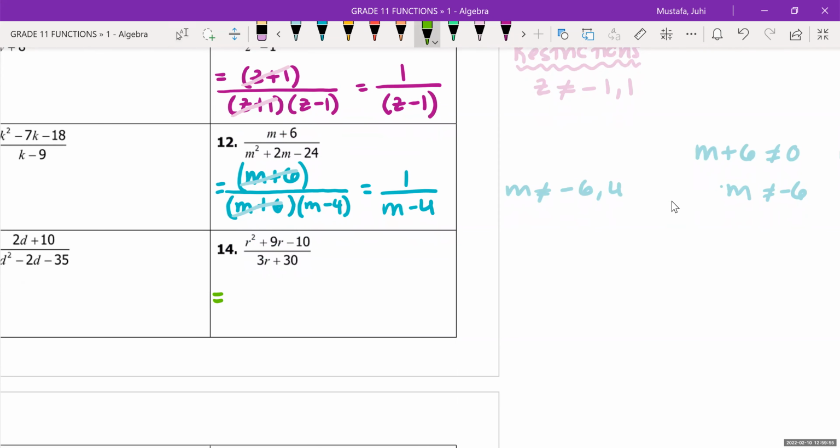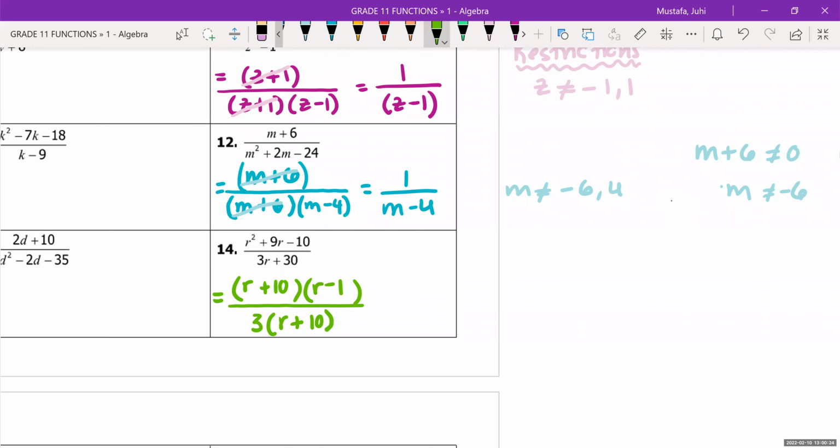For question 14, this time we're factoring the top. So we have another simple trinomial. It's going to be r and positive 10 minus 1. And then this will be 3 and then r plus 10. Did you guys get that when you factored? Or maybe I went too fast and you hadn't factored yet. Yeah, sorry, I'll slow down. But when you guys give me time, then I just start formatting.